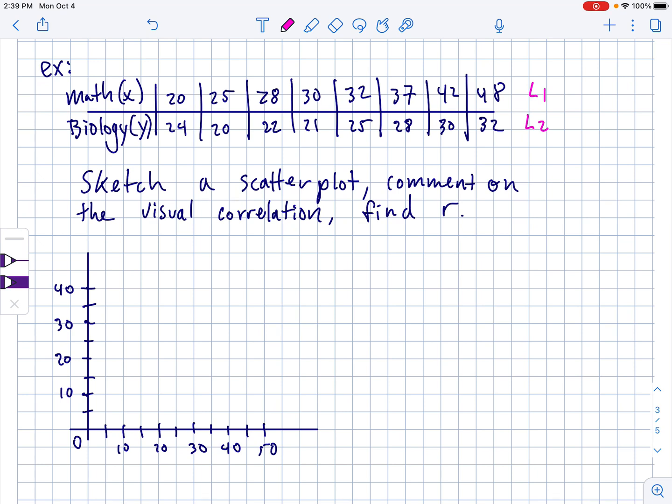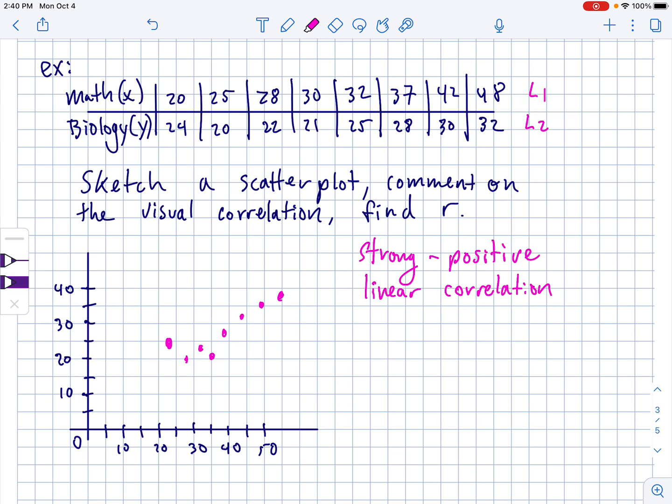I'm just going to do a sketch of what it looks like. 20, so it's probably around here. I think it looks something like this. So you notice that there is an uphill direction here. Visually, I would say that it's pretty strong. This little point right here is not that great, it's not on the line, but it's fairly clustered. So I'm just going to say strong, positive, linear correlation.